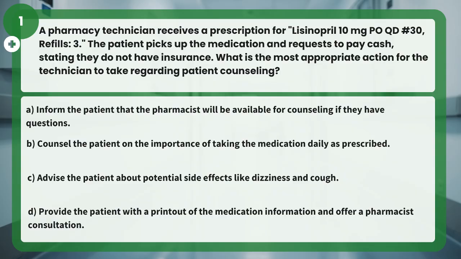A. Inform the patient that the pharmacist will be available for counseling if they have questions. B. Counsel the patient on the importance of taking the medication daily as prescribed. C. Advise the patient about potential side effects like dizziness and cough. D. Provide the patient with a printout of the medication information and offer a pharmacist consultation.